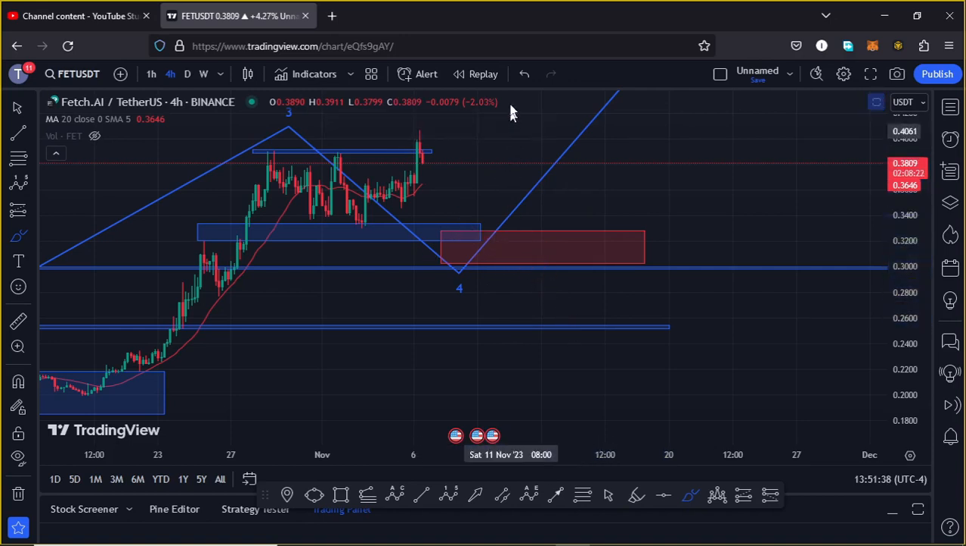Those are my pullback target areas, and that is what I'm expecting on the short term and also on the long term. And I hope to catch you in the next video.